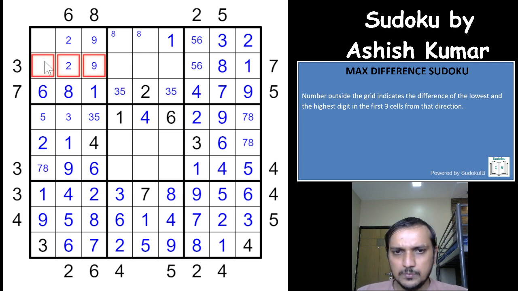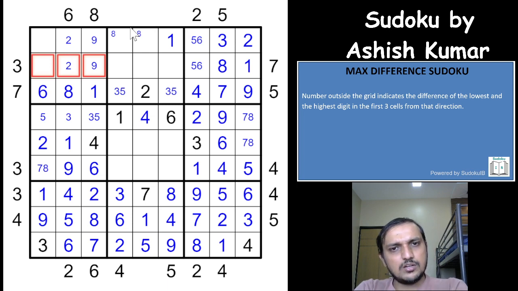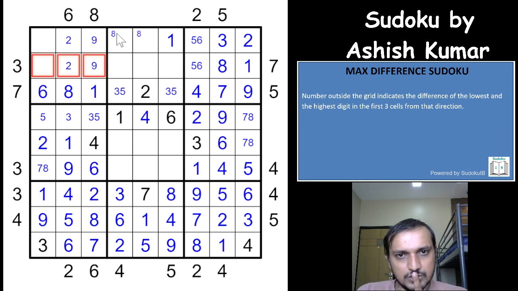4, 7. 5, 8 is not possible. 6, 9 is not possible. So it would have to be either 2, 5 or 4, 7. Can be any way, not sure. For the 6 we got this 2.